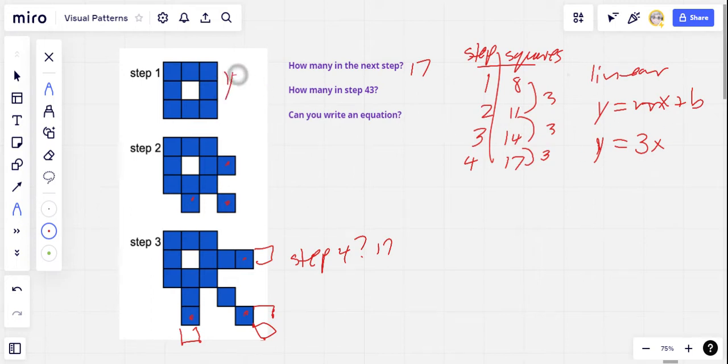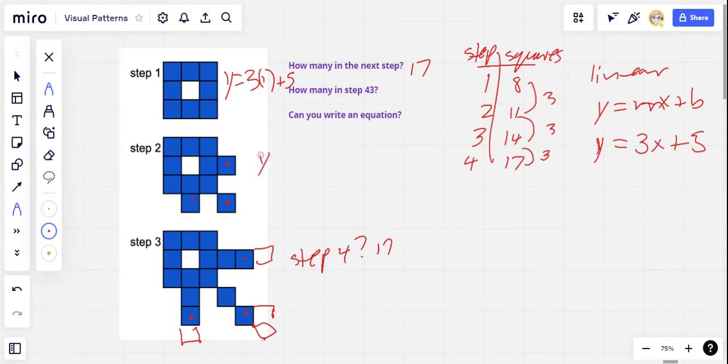In step 1, we would have y equals 3 times step number 1. And if that was all the equation, we'd predict 3 boxes in this step. But there are 1, 2, 3, 4, 5 more boxes than that. So I think to make this come out, I have to add 5. And that means to our equation, we're going to add 5. So b turns out to be 5. I think. Let's test this in step 2.